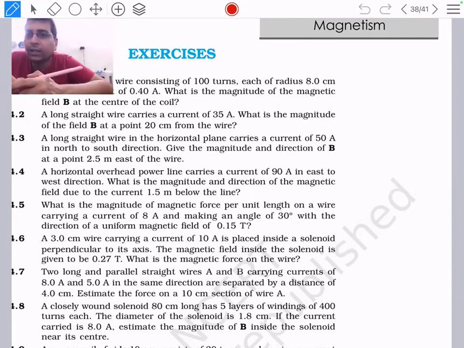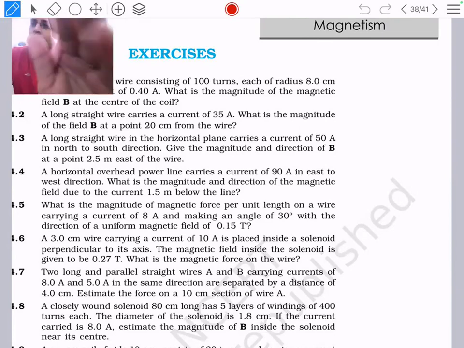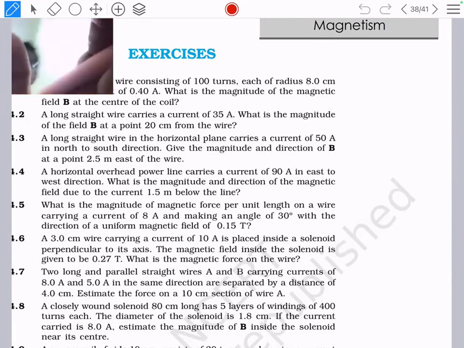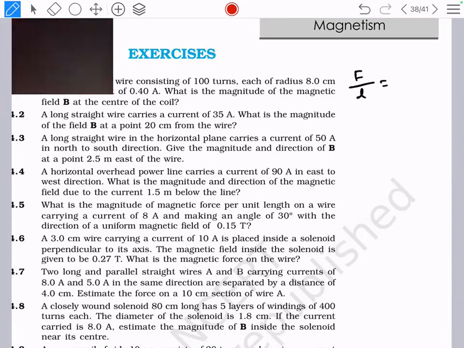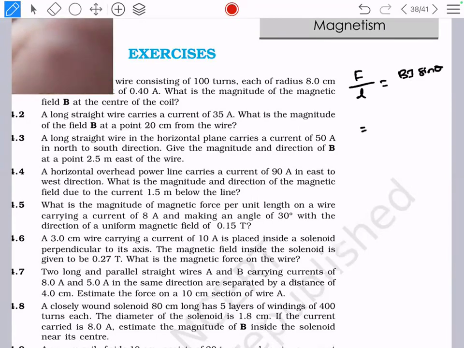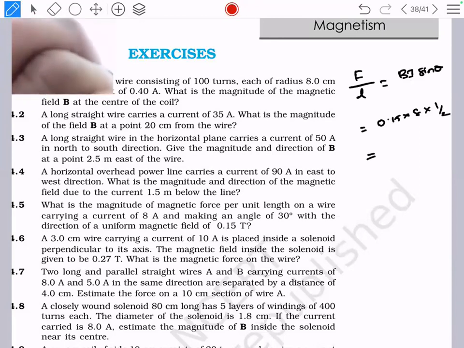1.2 into sine 30. Sine 30 is how much? 0.6, sir. So what is the answer? 0.6 Newton per meter. So F by L is equal to BI sine theta, where B is 0.15, I is 8, into sine 30 which is half. So that is going to give you 0.6 Newton per meter.